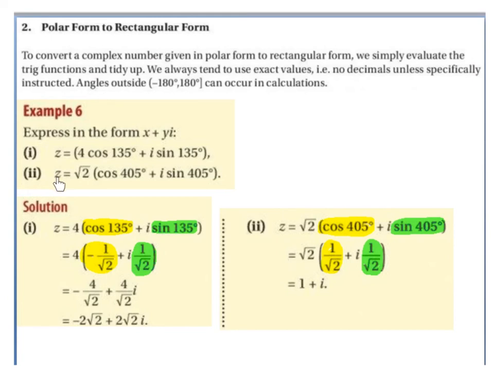Express z equals root 2 cos 405 degrees plus i sine 405 degrees in the form x plus yi. So into the calculator, in degree mode, cos 405 degrees gives us 1 over root 2. Sine 405 degrees gives us 1 over root 2. Then we multiply in the root 2. Root 2 by 1 over root 2 is 1. And root 2 by i, 1 over root 2, is 1, which is just i. So we have our real part and our imaginary part.